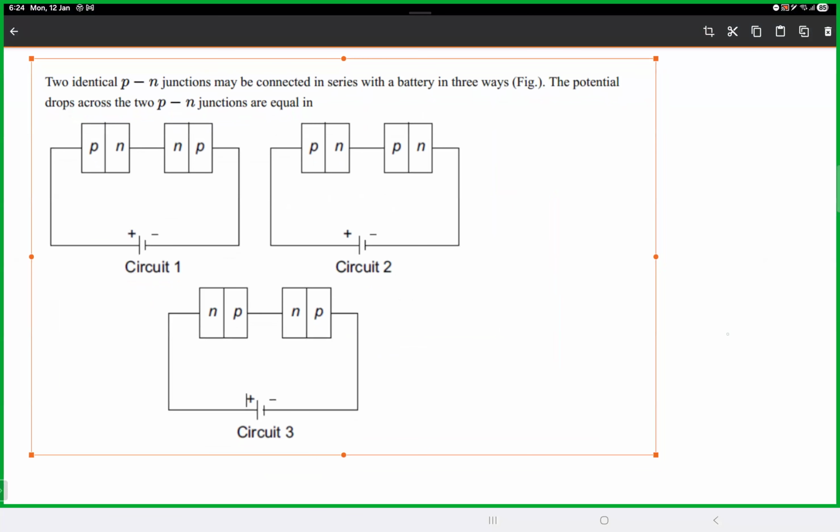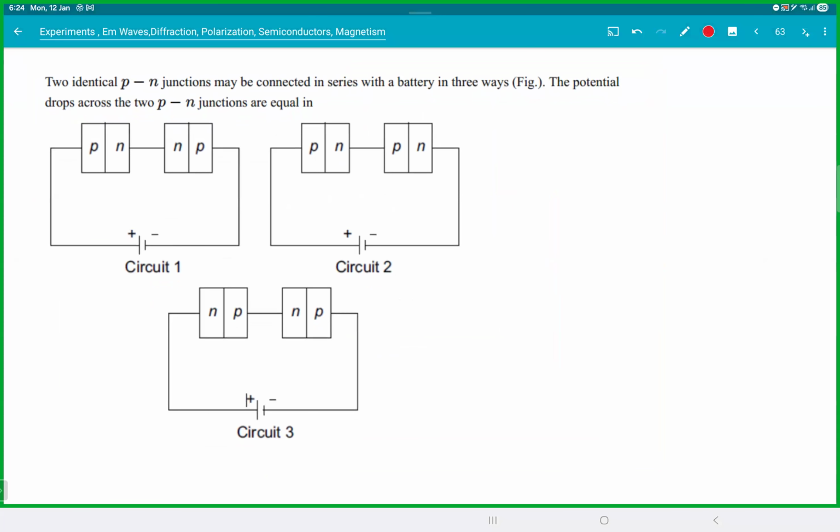Let's get this thing. We have two identical PN junctions connected in series with a battery. The potential drop across the two PN junctions are equal in which circuit? Hope you guys remember what is forward bias and what is reverse bias.